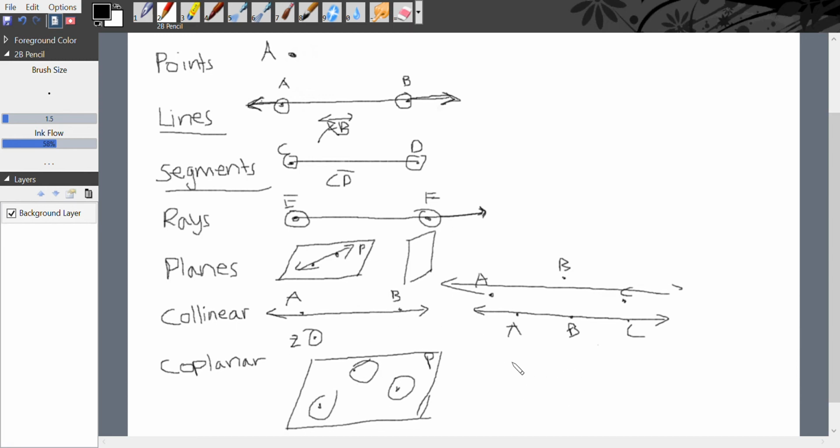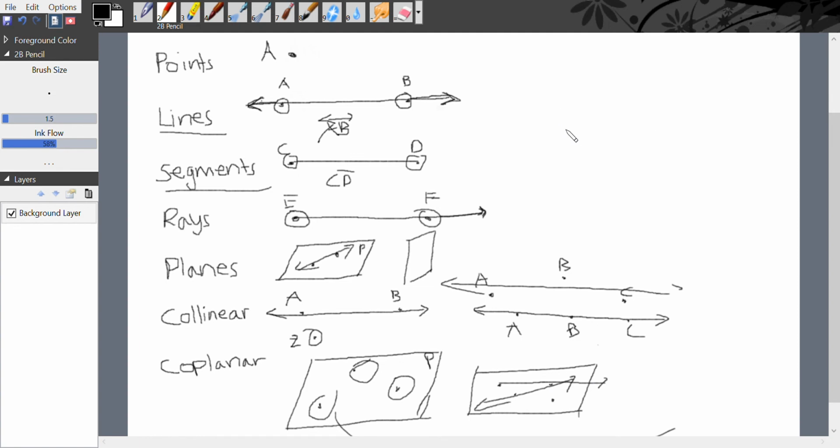So coplanar really, the fundamental idea is that anything that exists in the plane is coplanar. And you're not restricted to using only points. You could also use, for example, lines. You could also use, for example, points. You could also have, for example, rays. All 3 of these objects I just drew are coplanar.